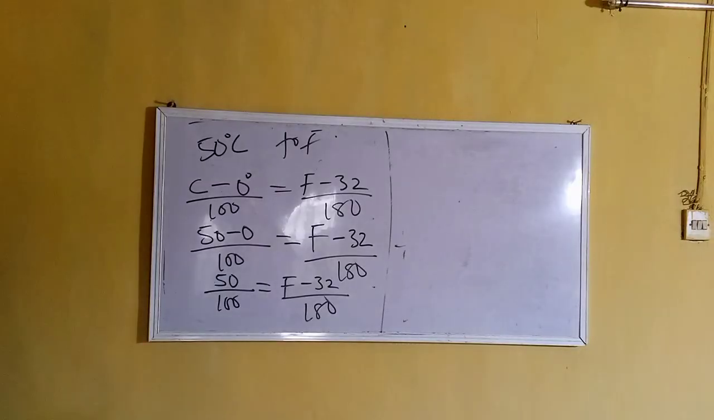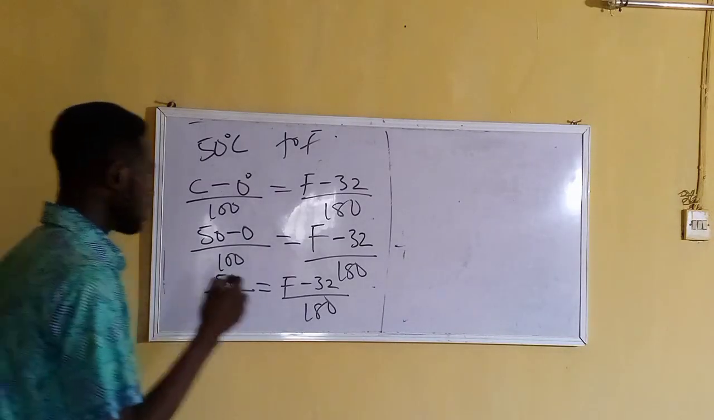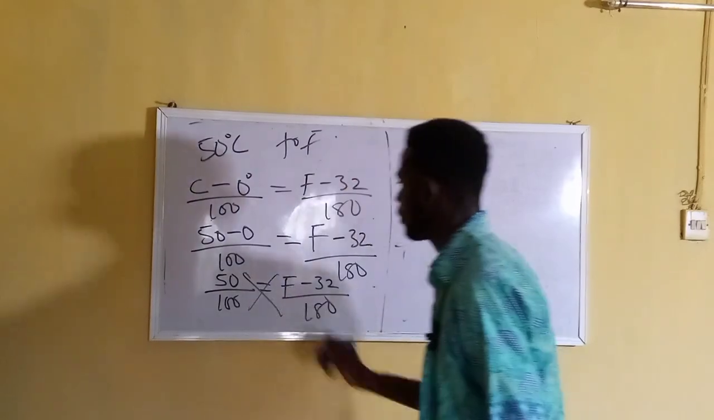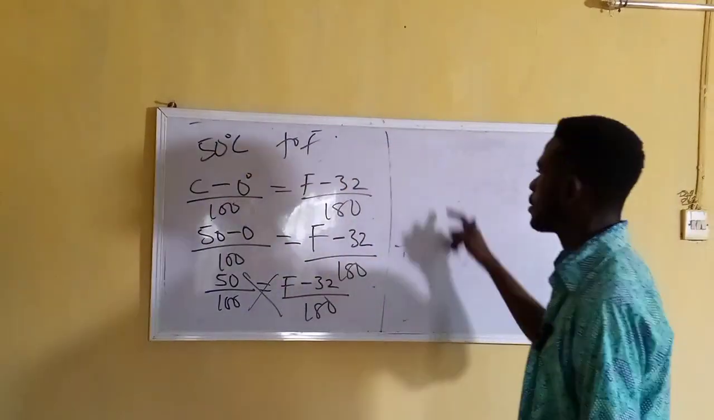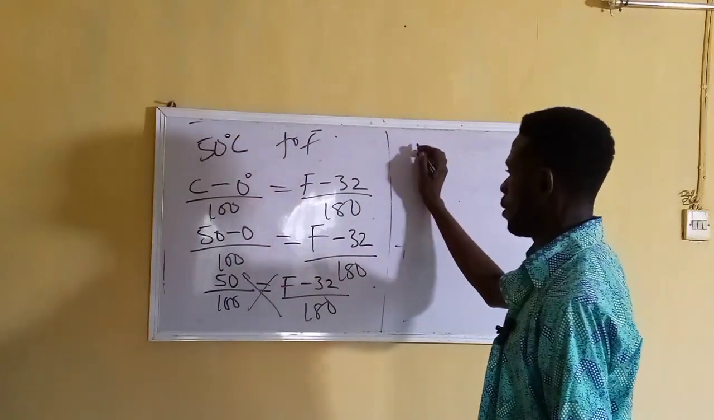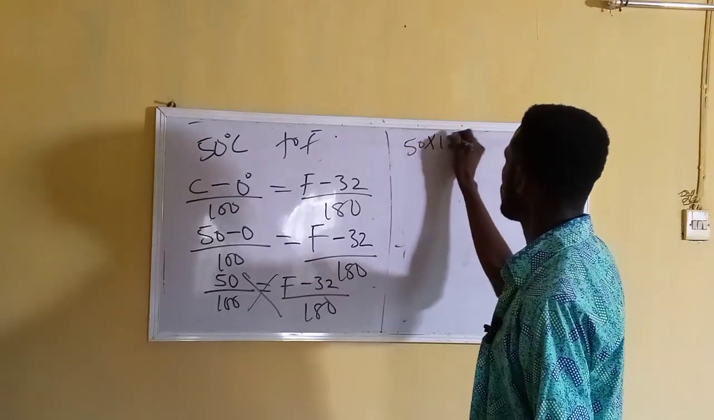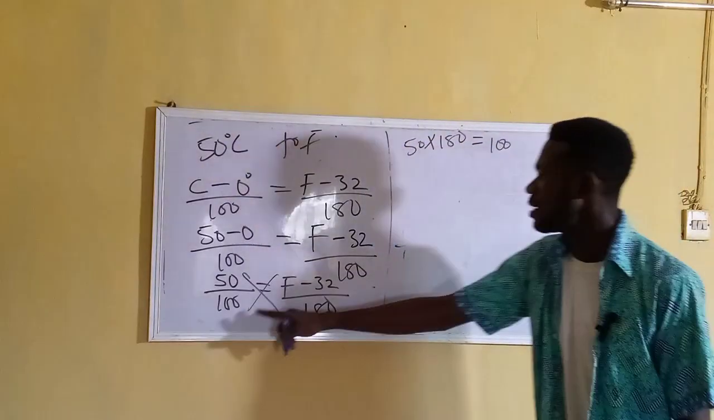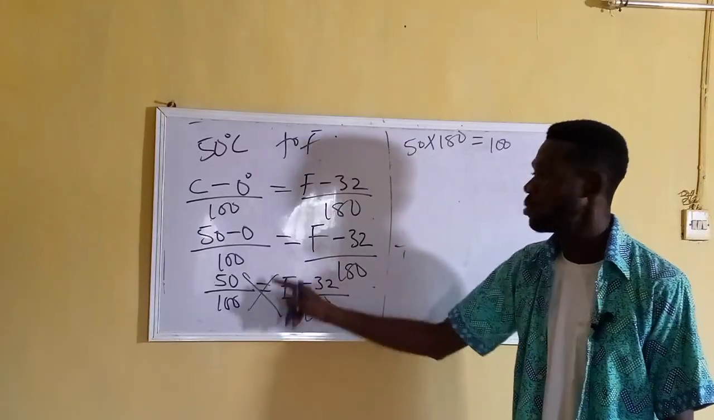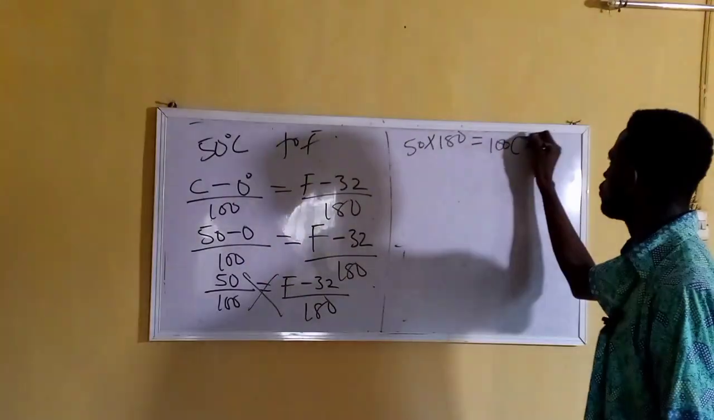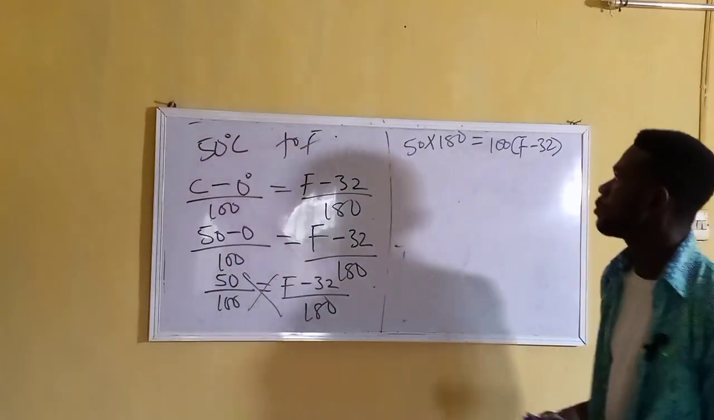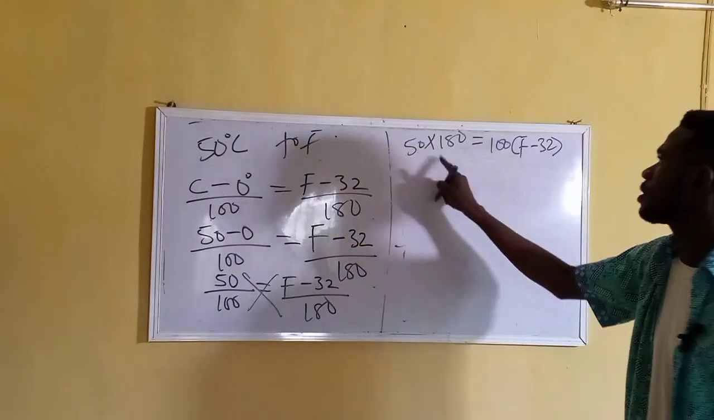Now, when you proceed further, you're going to cross multiply. When you cross multiply, this is going to give you 50 times 180 equals 100. Remember it is multiplying the whole of this, so it's going to be in brackets: 100 into (F minus 32). Now, it is time to carry out our calculation on 50 times 180.